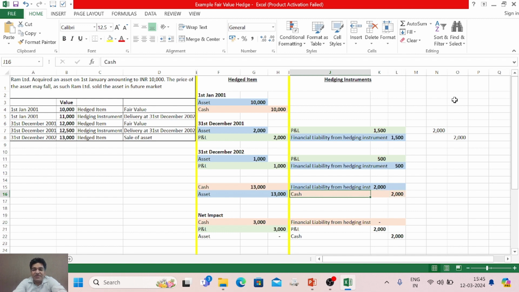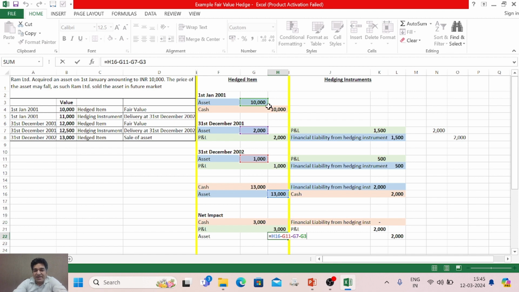Let us see what is the overall impact on the hedged item and on the hedging instrument. On the asset, because the asset was acquired and was subsequently sold, the price was 10,000 when acquired, then there was a gain of 2,000, then there was a gain of 1,000. So the asset was debited with 13,000 and then my asset was sold at 13,000 rupees.